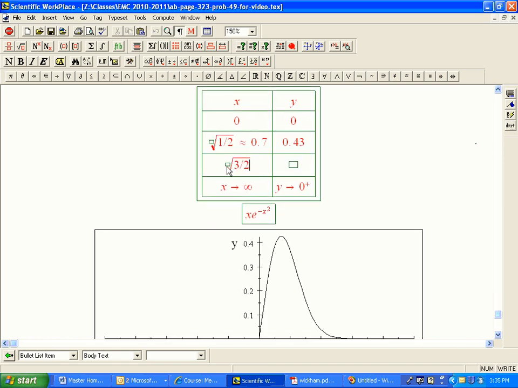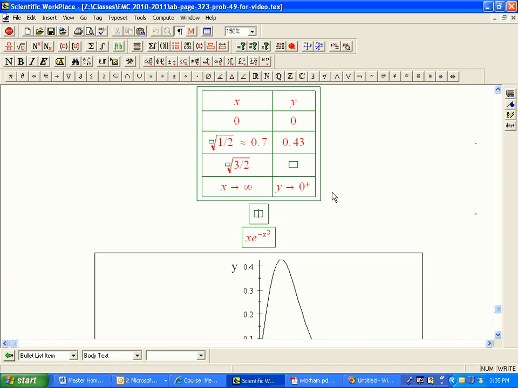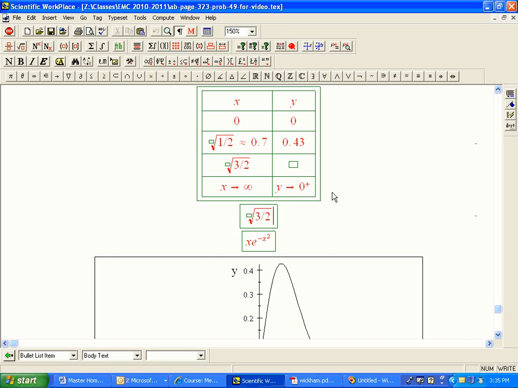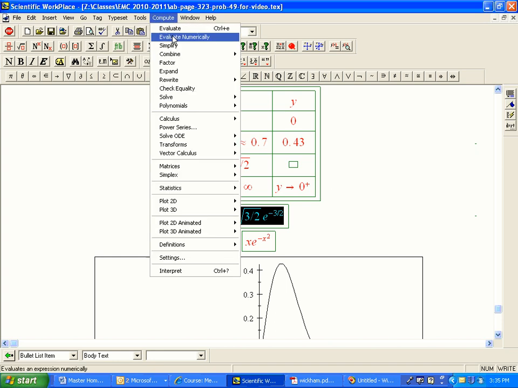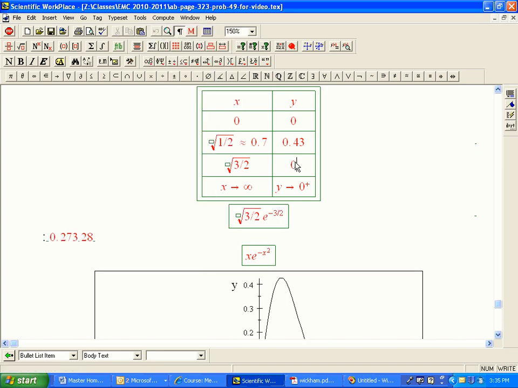There we go. So now let's do a little scratch calculation here. Root 3/2. That makes so much more sense. E to the minus 3/2, numerical. There we go. 0.27. I thought that 0.42 was just bogus, but didn't want to admit it.